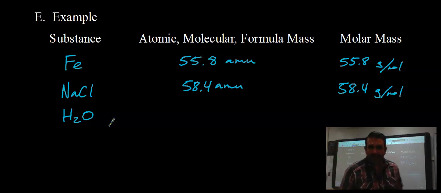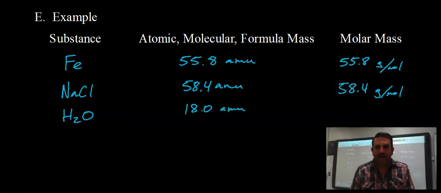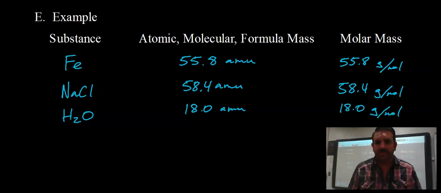Water is a molecular compound, so go ahead and calculate the molecular mass of water. Pause the video. So one water molecule has a mass of 18.0 AMU. How about a mole of water molecules? So calculate the molar mass. Pause the video. So there you have it.